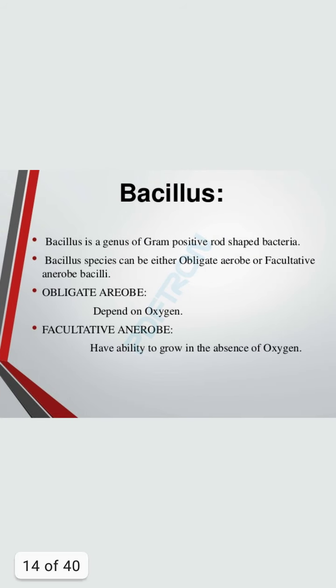Now we discuss bacillus. Bacillus is a genus of gram-positive rod-shaped bacteria. Bacillus can be either obligate aerobic or facultative anaerobic. Obligate aerobes depend on oxygen. Facultative anaerobes have the ability to grow in the absence of oxygen.